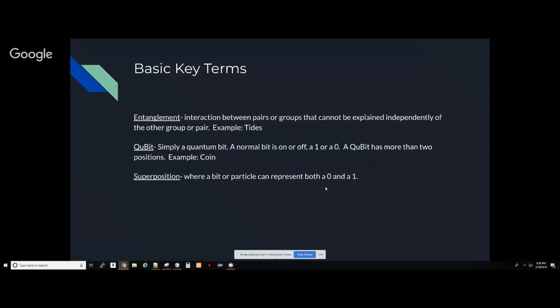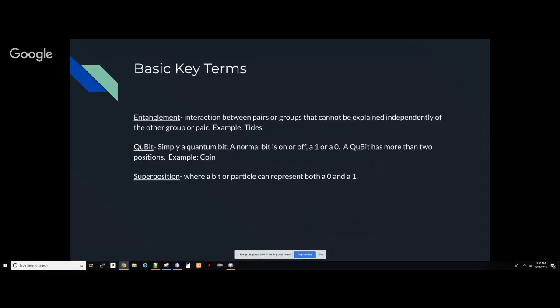I wanted to start with a couple of basic key terms with quantum computing. And these are probably the three most common terms you hear. Any article you read about quantum computing, you will hear these things. How I'll do this, I'll give the term, give the more formal definition, and then give you a brief example. Entanglement. Entanglement is the interaction between pairs or groups that cannot be explained independently of the other group or pair.